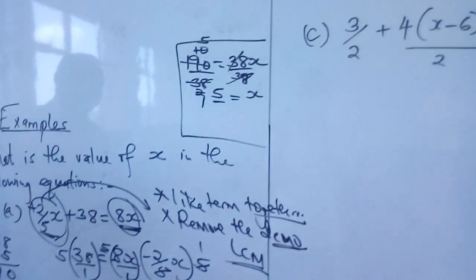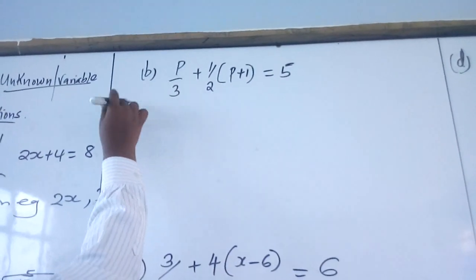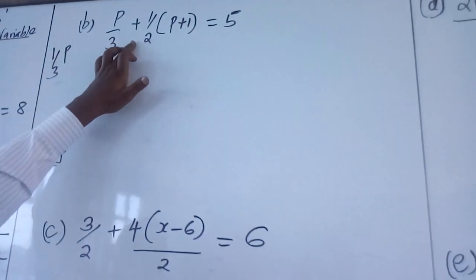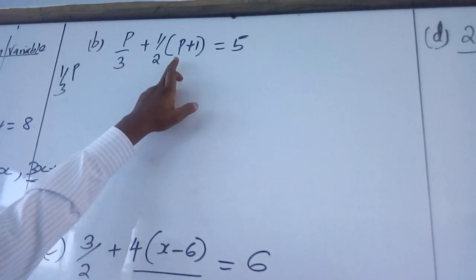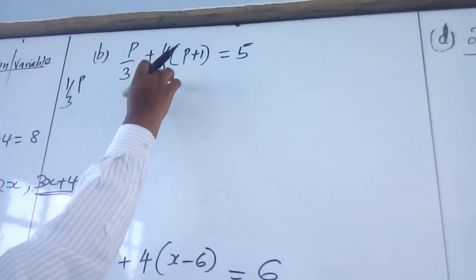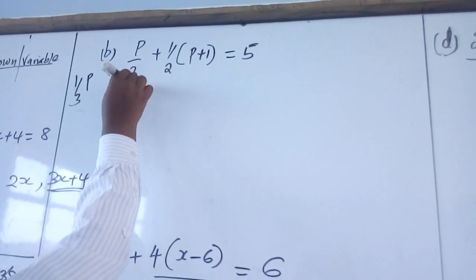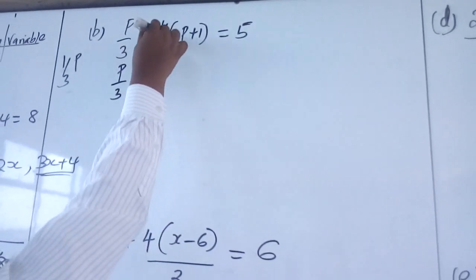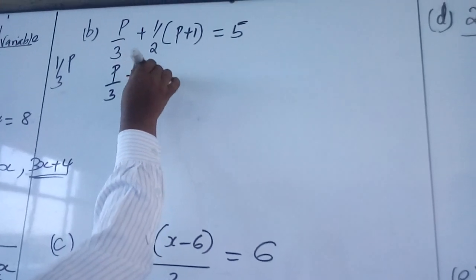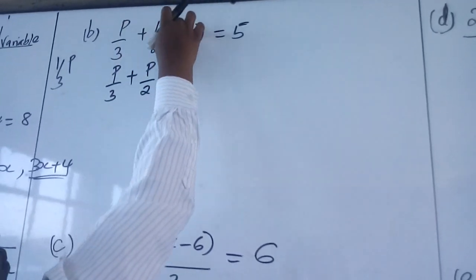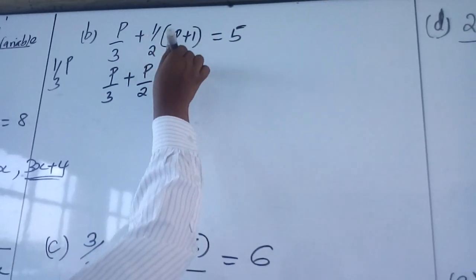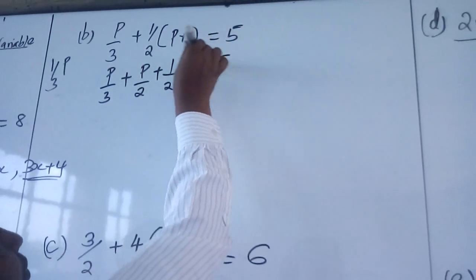Our number 2, we are given p over 3 plus a half into bracket p plus 1 equals 5. Note that p over 3 can also be written as a third p. If you use the BODMAS rule, you find that we can open the bracket. So this is p over 3 plus a half times p, which you can write as p over 2, because 1 times p is p, and then over 2, then 1 times 1 is 1, over 2, equals 5.